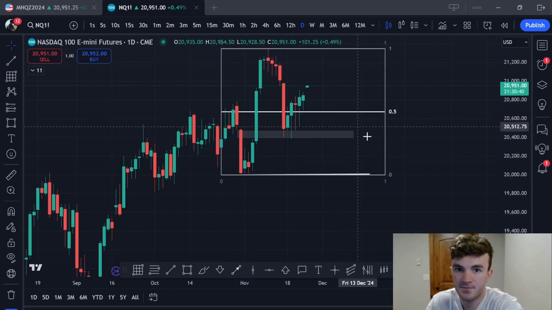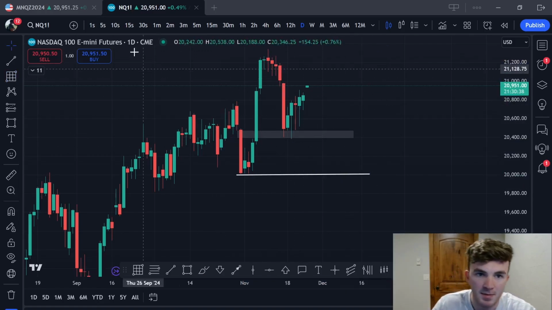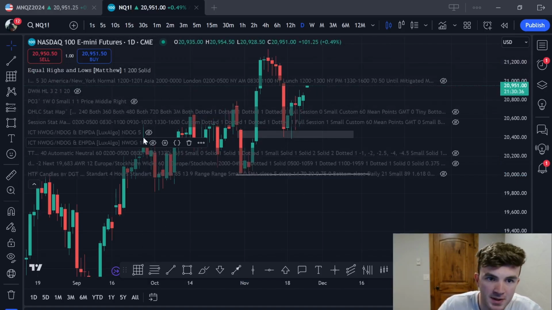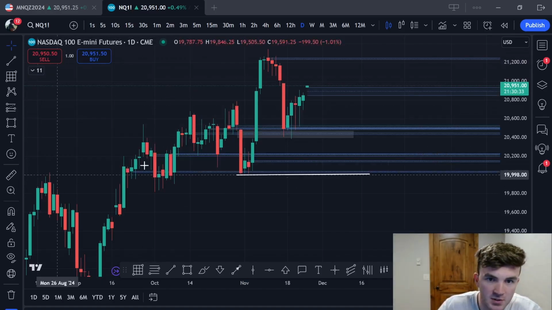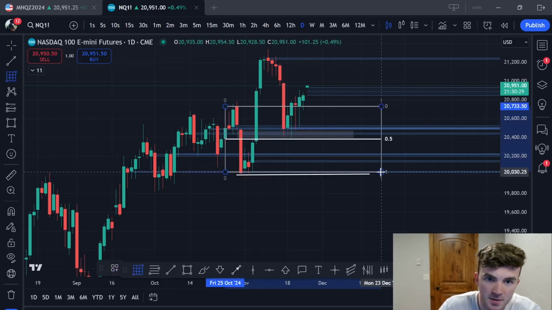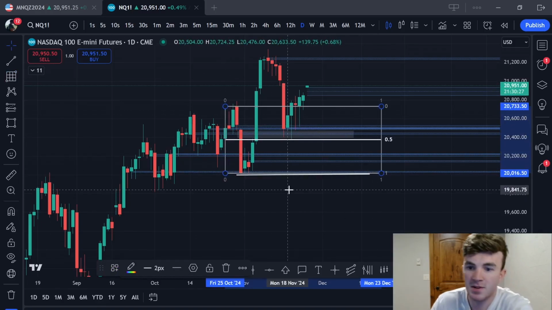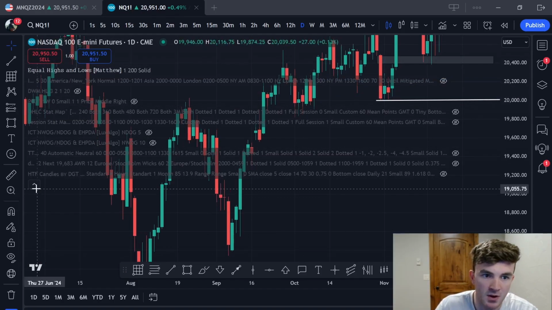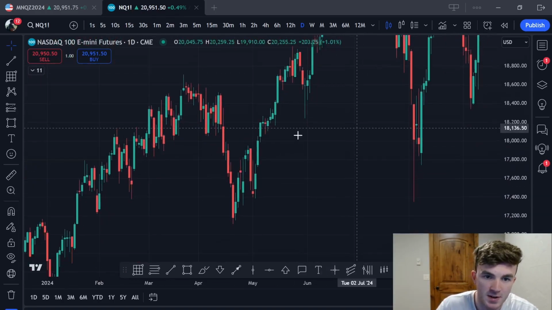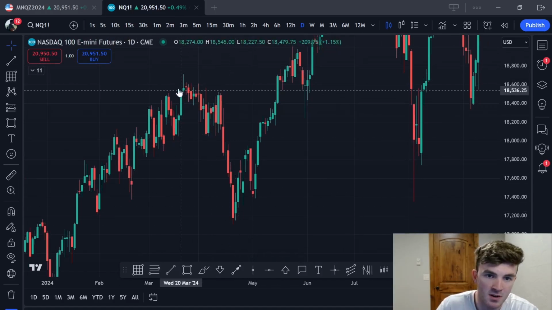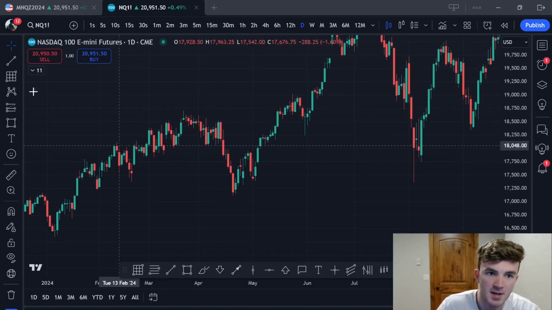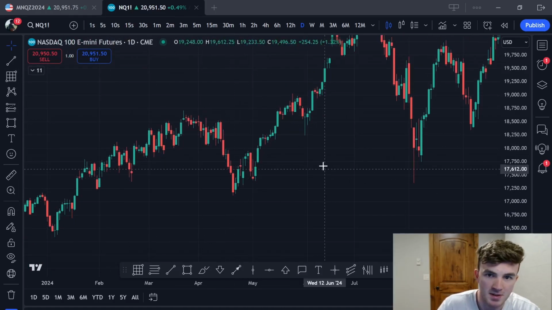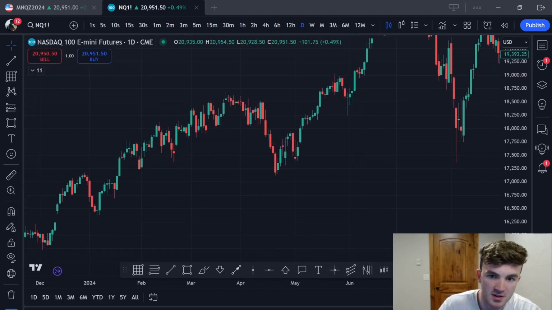And that BPR overlaps with these new week opening gaps and this mean threshold here. And then if you measure out standard deviations of all these different manipulation moves, this to me seems like the yearly manipulation. You had accumulation, manipulation, and then this seems like distribution.